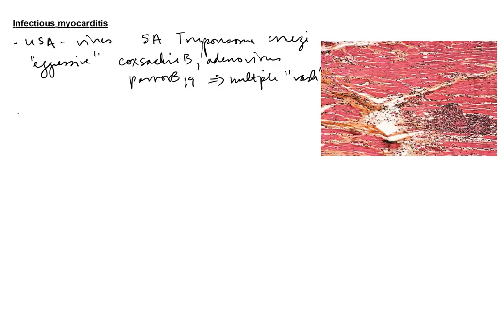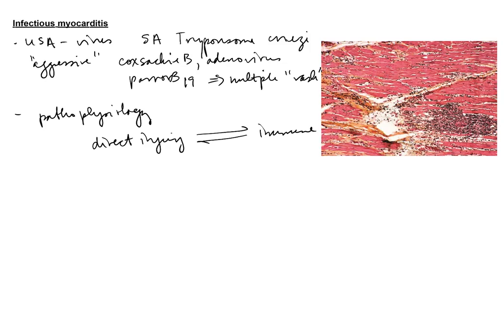So how do the viruses cause damage? First is direct injury by the virus. And that's always in counterbalance with the immune response and cytotoxic lymphocytes, which are also forcing cells into apoptosis.